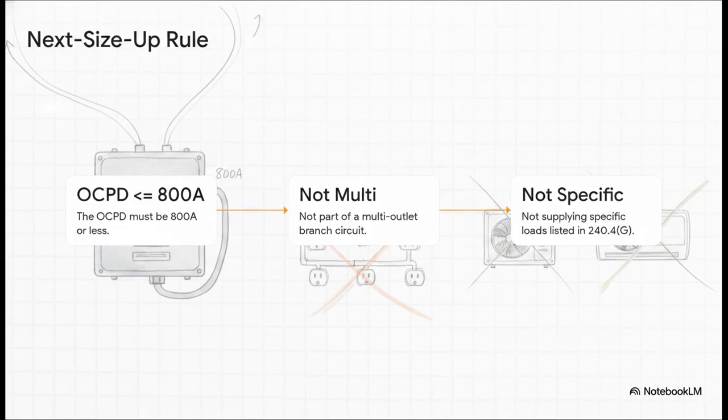This rule actually permits you to jump up to the next higher standard rating, like slapping that 100 amp breaker on your 95 amp wire, but only if you meet three very strict conditions. First, the OCPD has to be 800 amps or less. Second, the conductor cannot be part of a multi-outlet branch circuit. And third, it can't be supplying specific loads listed in 240.4(G), like AC or heat pump equipment, because those have their own special sizing rules.